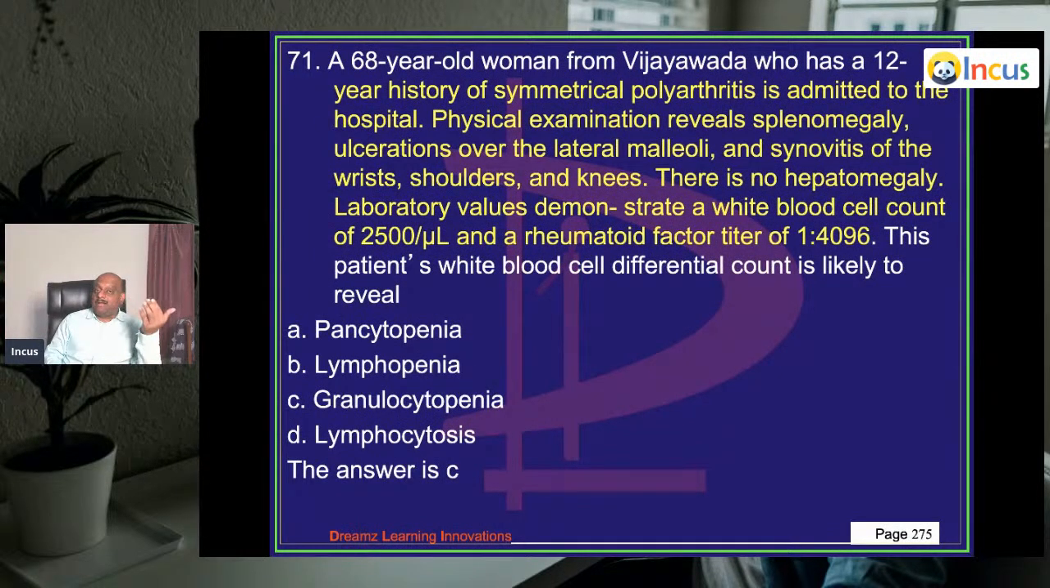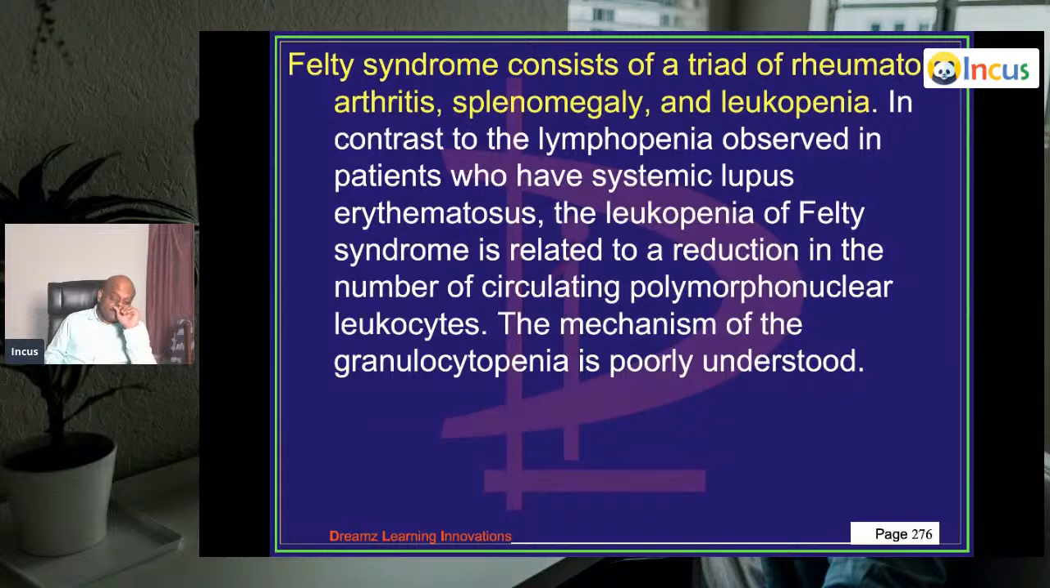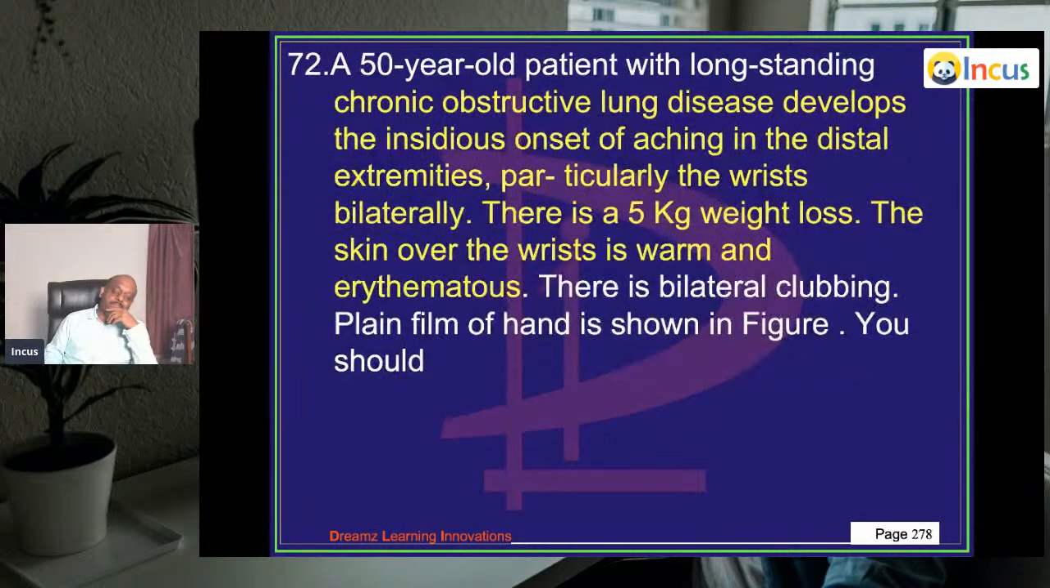68-year-old from Vijayawada, symmetrical polyarthritis, splenomegaly, lateral malleoli ulceration, synovitis of the wrist, shoulder, knee. WBC count is 2,500. Rheumatoid factor titer is 1:4,096. What do you expect? So, you should know Felty's syndrome. What is that? Rheumatoid arthritis plus splenomegaly plus leukopenia is Felty's syndrome.